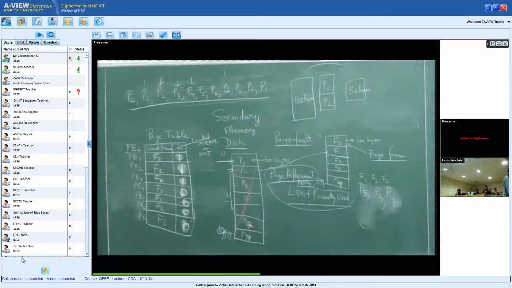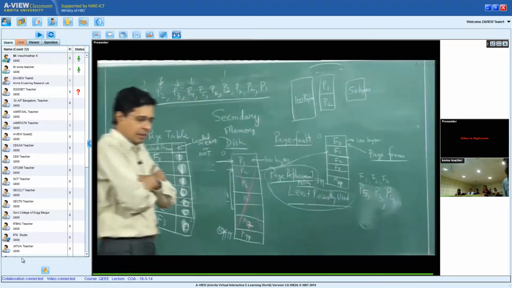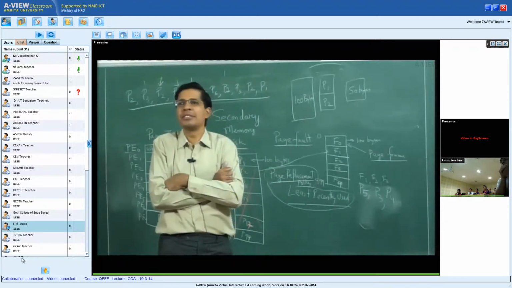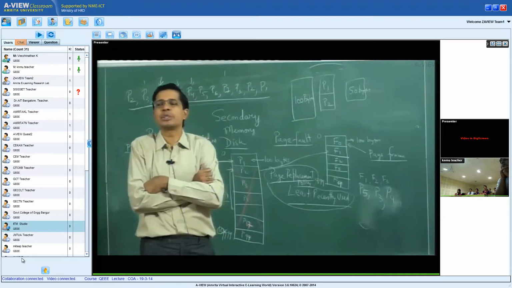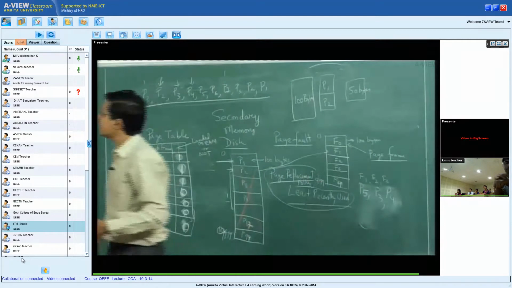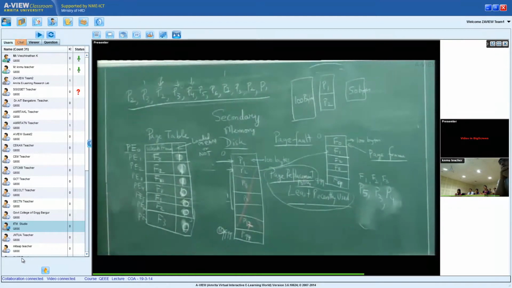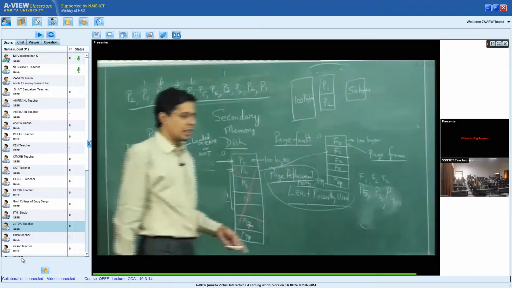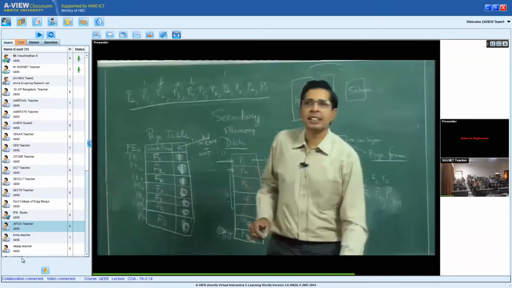Which is the best replacement policy? I have a very elaborate answer, but my next teacher has come here, so I will just quickly answer you in 2 minutes. Somebody asked which is the best replacement policy. The answer is very straight.